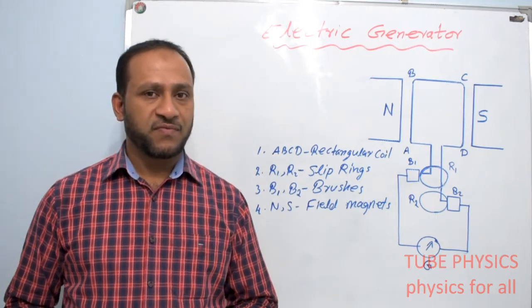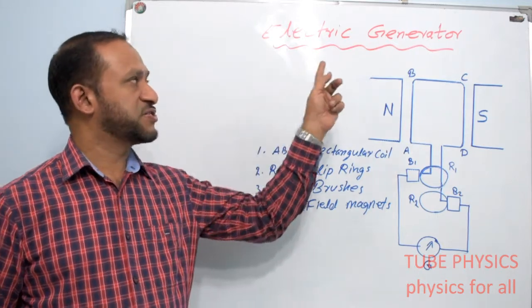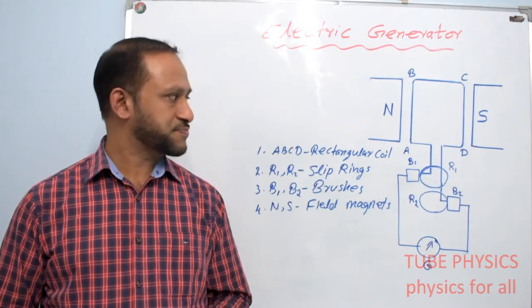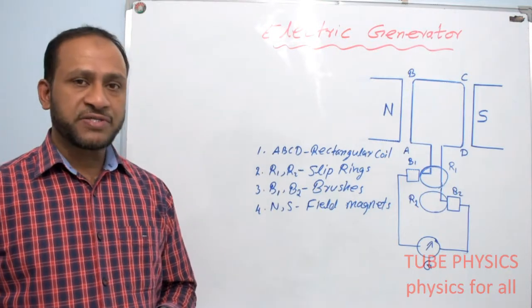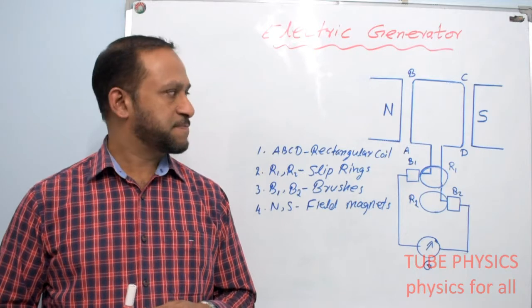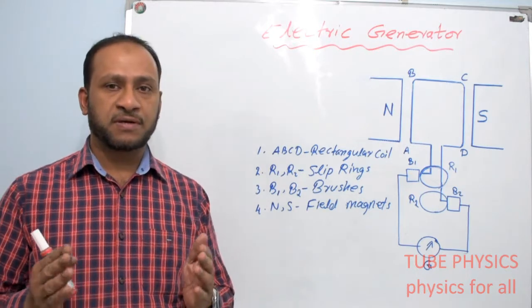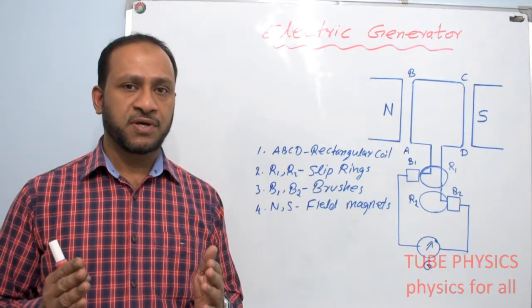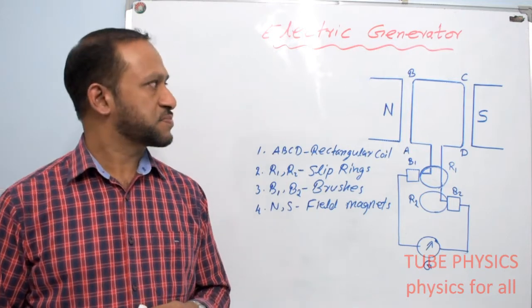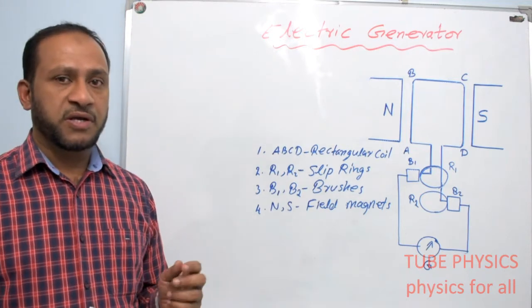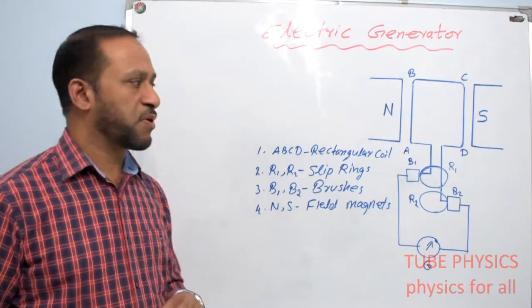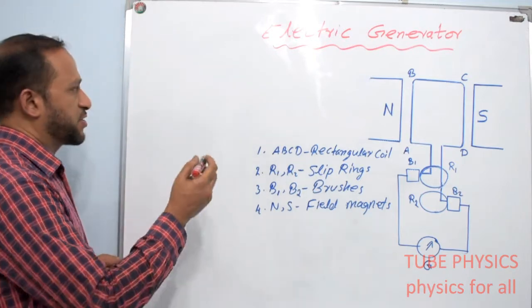Today we can see the working of electric generator in detail. An electric generator is a device which is used to convert mechanical energy into electrical energy. Its working is based on the principle of electromagnetic induction.